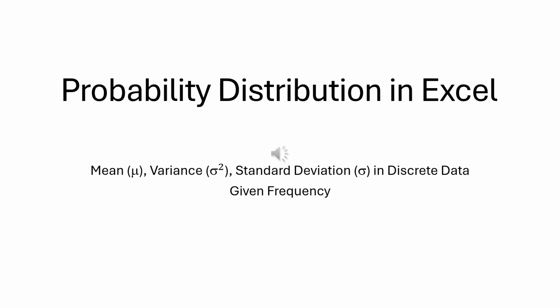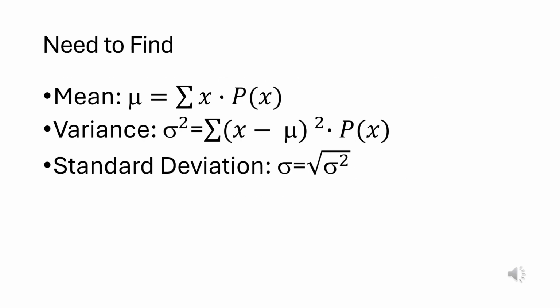Probability distribution, finding the mean, variance, and standard deviation, but this time using Excel. There's going to be an easier version and a fancier version. We're still working with discrete data, so these are the things we're still going to need to find.